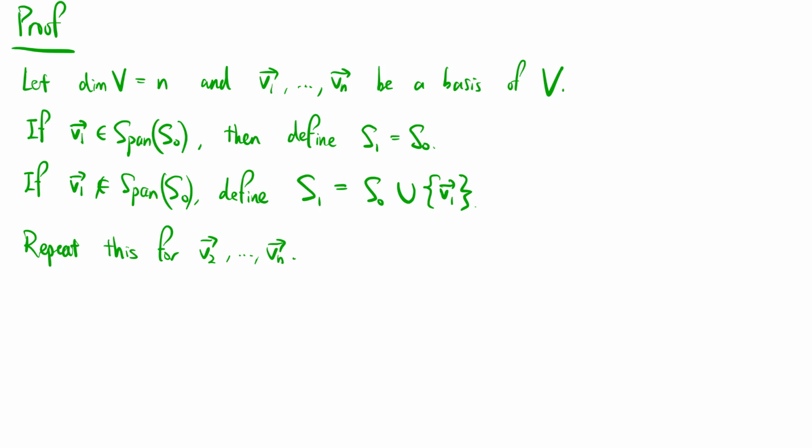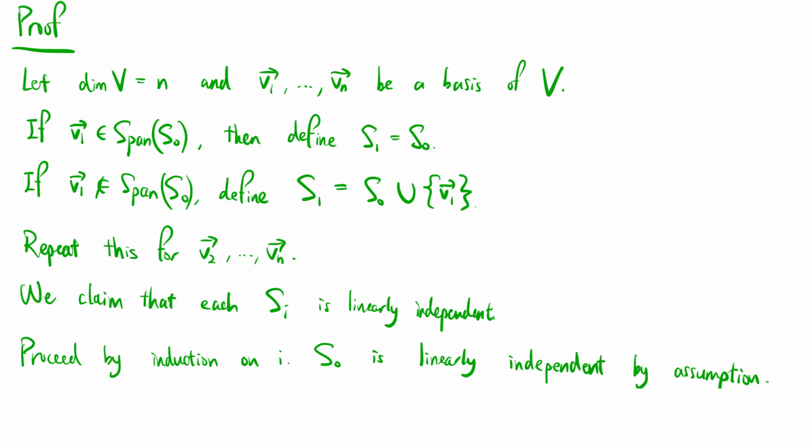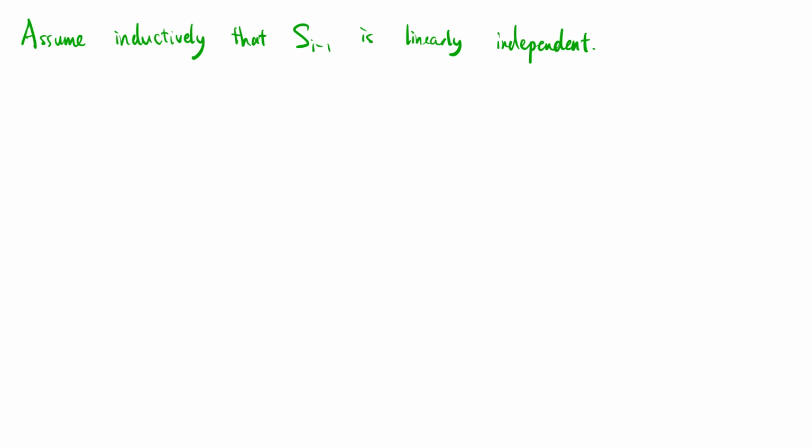Repeat this for v2 up to vn. We claim that each Si is linearly independent. We proceed by induction on i. S0 is linearly independent by assumption. Assume inductively that Si-1 is linearly independent.